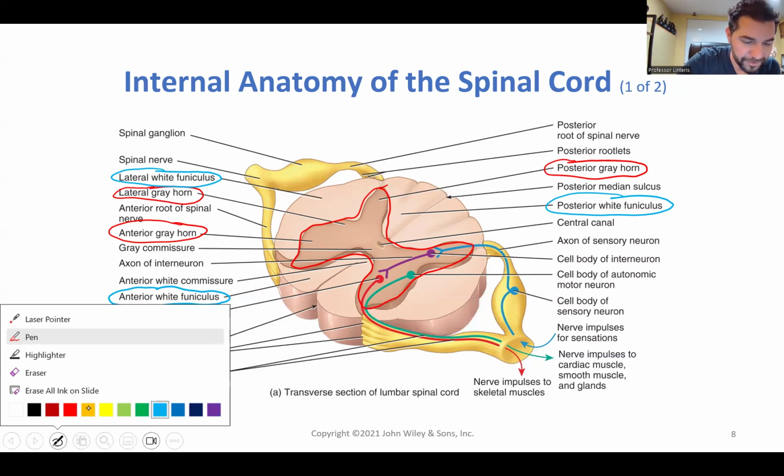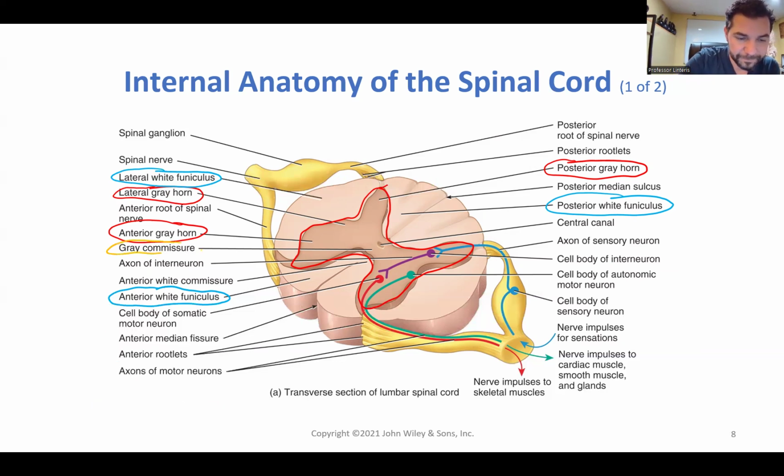We have a couple more structures that I'm going to highlight in here. The gray commissure is this bridge that connects the right and left gray matter. We have a central canal, which is located right there in the middle. It's kind of an open space. And like we talked about before, with that subarachnoid space, the central canal is filled with CSF. It's important. There's circulation of CSF throughout the central nervous system, and we'll continue to talk about that.